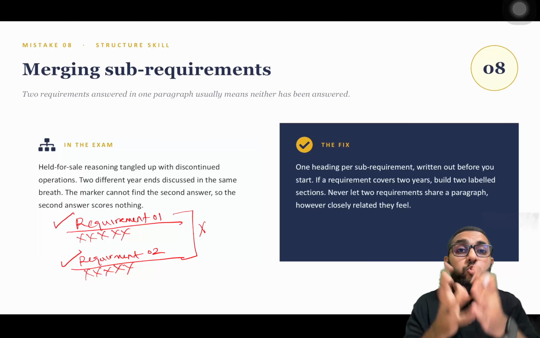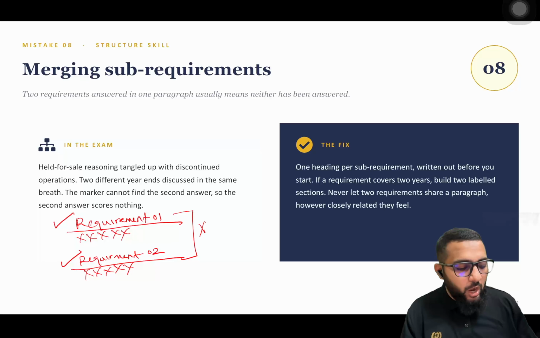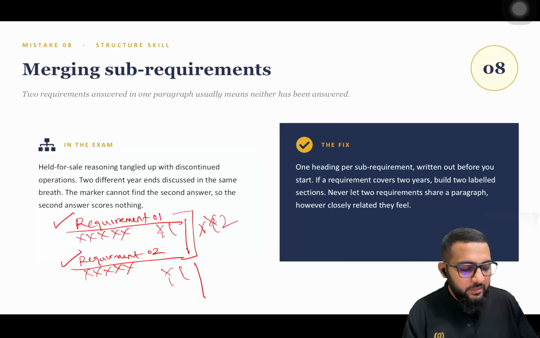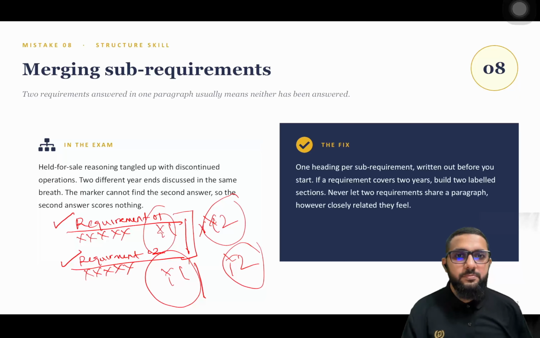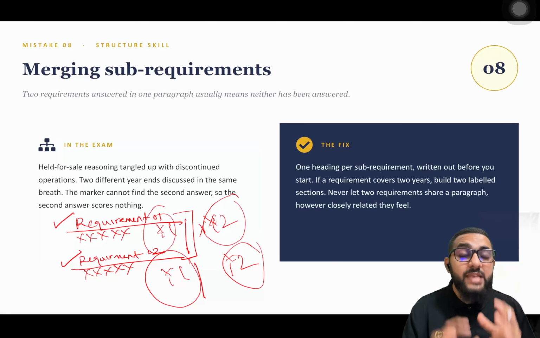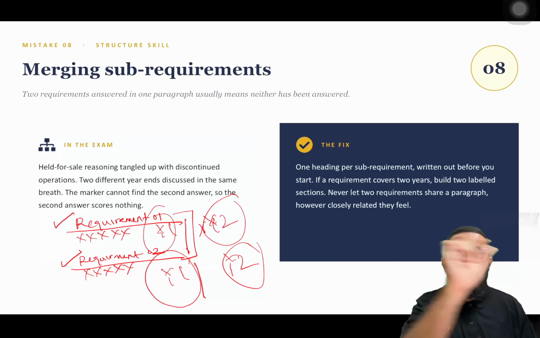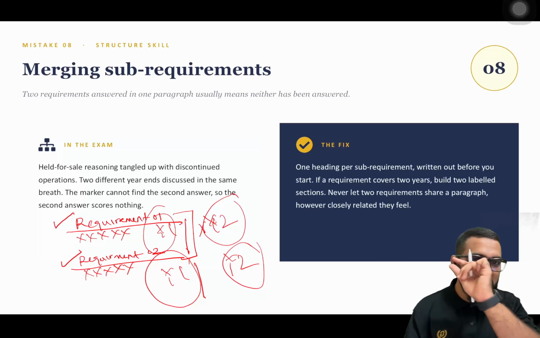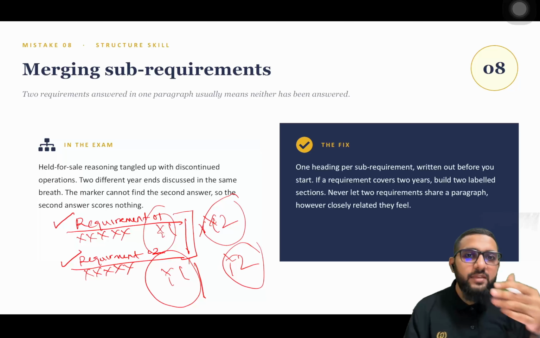And then when there are 2 year ends that they want you to answer from, each requirement you need to break down into 2 years, right? Year 1, year 2. So each requirement gets answered from 2 angles. That's how you make sure that you avoid merging sub requirements and you respond to each of the sub requirements appropriately. So use the style of headers. Use subheadings, underline, respond. Subheading, underline, respond.